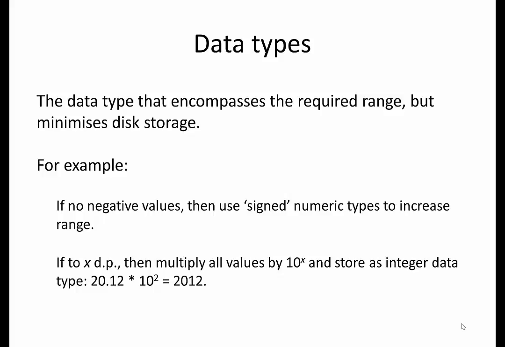Okay, so if we've got a figure something like 20.12, and we know it never goes over 100, rather than store it as a decimal, multiply all the values by 100 and store 2012 as an integer in a small integer field using 2 bytes rather than using 8 bytes in a decimal. Again, huge 4 times increase in efficiency.